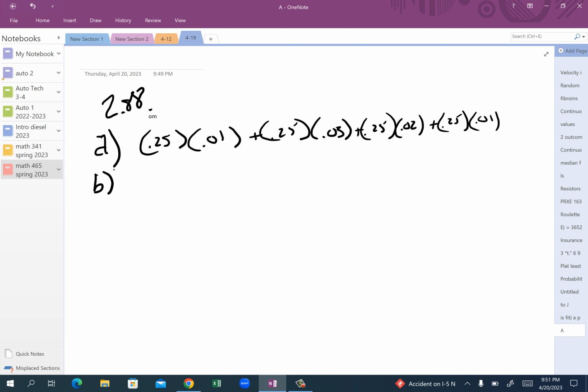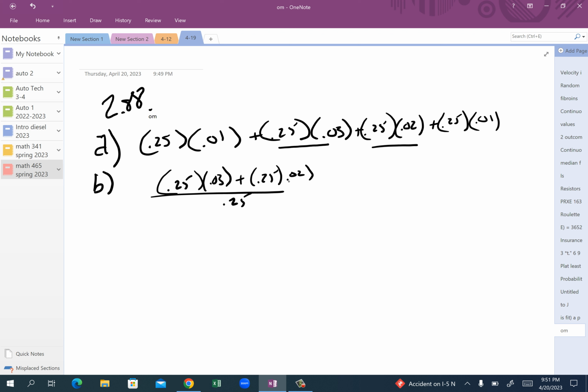For part B, it says, given that it was tested, what's the probability that it failed program 2 or 3? Well, this is the probability that it failed 2. This is the probability it failed 3. So given that it was tested, 0.25 is on the bottom, 0.25, 0.03. That is, it tested and failed. That one tested and failed.